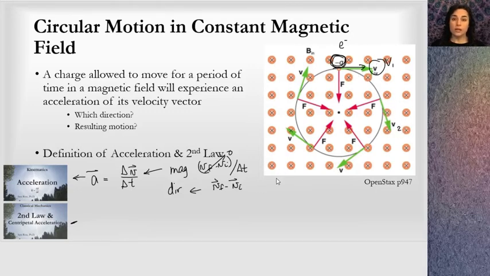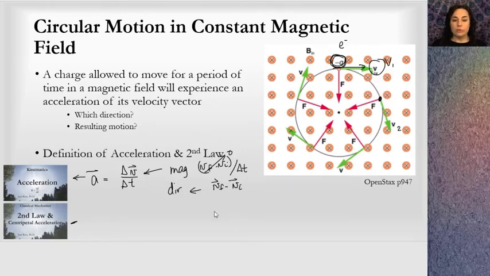So we're getting a constant force causing a constant acceleration, and this results in circular motion, and you can see that here. At any point when I put my thumb in the direction of the velocity vector and my fingers in the direction of the magnetic field, I get the force outward for a positive charge, which means it's inward for a negative charge, and that happens all along. And so you get this charged particle moving in a circle in a constant magnetic field.